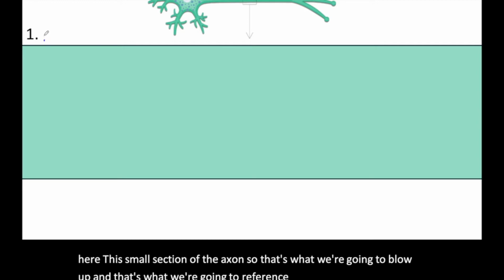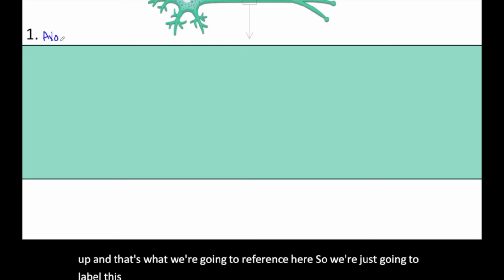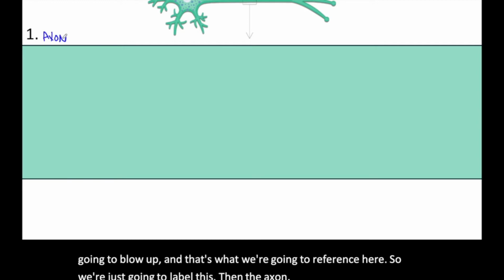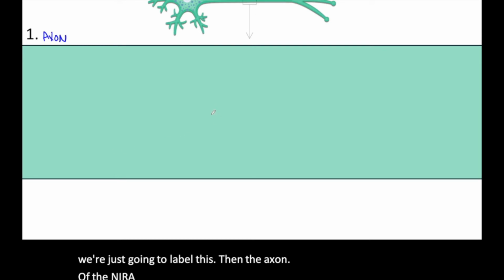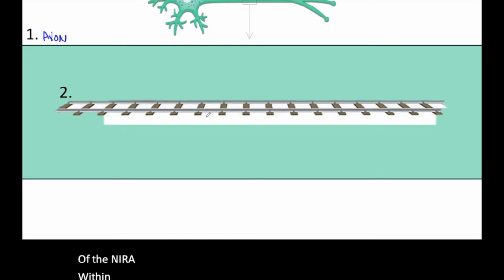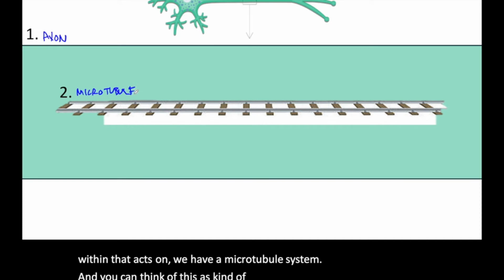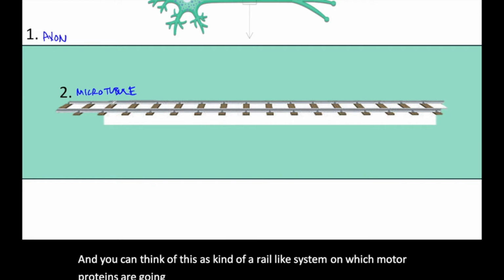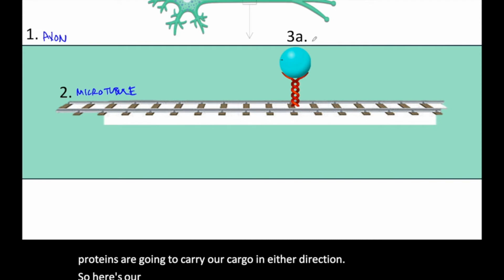So we're just going to label this then the axon of the neuron. Okay. Now within that axon, we have a microtubule system. And you can think of this as kind of a rail-like system on which motor proteins are going to carry our cargo in either direction. So here's our first motor protein here, and this one is kinesin.